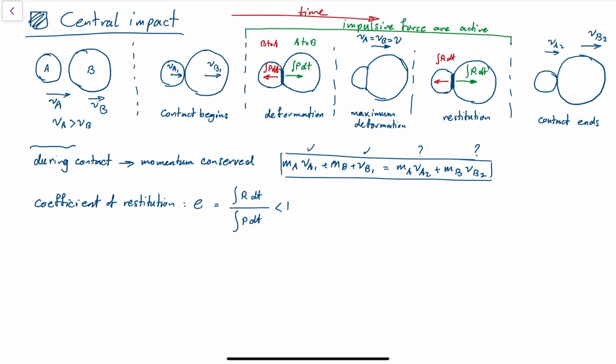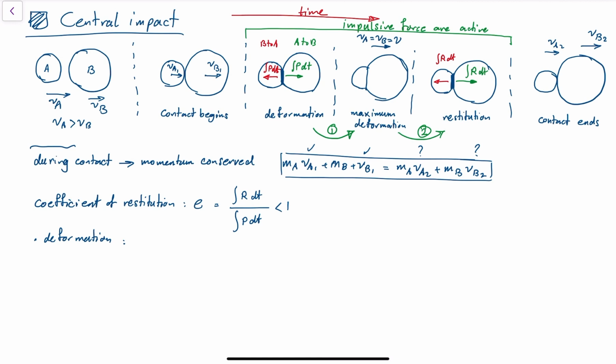So how do we use this to solve our problem of one equation, two unknowns? You can note that during the deformation phase, you can write the linear impulse and momentum principle. So let me make this phase 1, and this will be phase 2 during restitution.